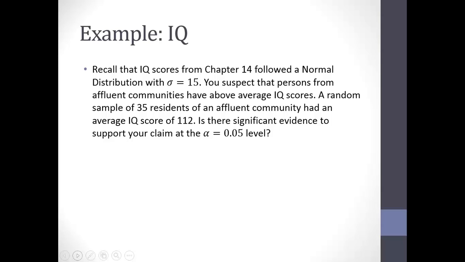All right, so the example here says that we're looking at IQ scores again, and we know that they follow a normal distribution with population standard deviation sigma equals 15. So we suspect that persons from affluent communities or wealthy communities have above average IQ scores, and we want to see if that's true. So we take a random sample of 35 residents from an affluent community and find that they have an average IQ score of 112. So is there significant evidence to support our claim at the alpha equals 0.05 level?